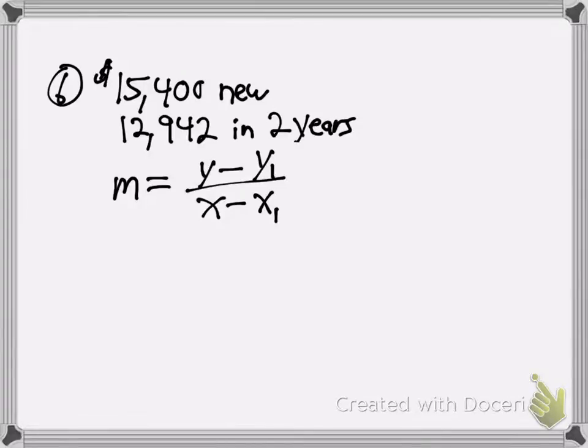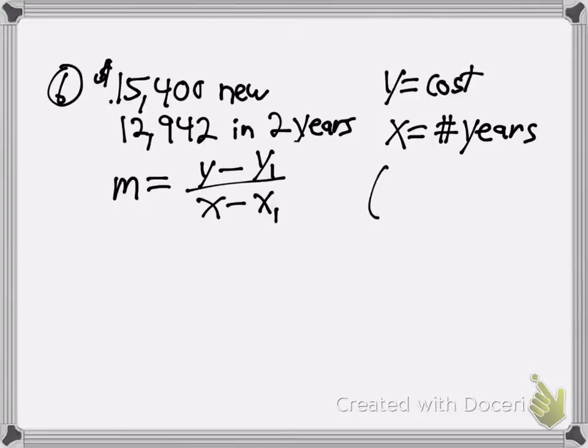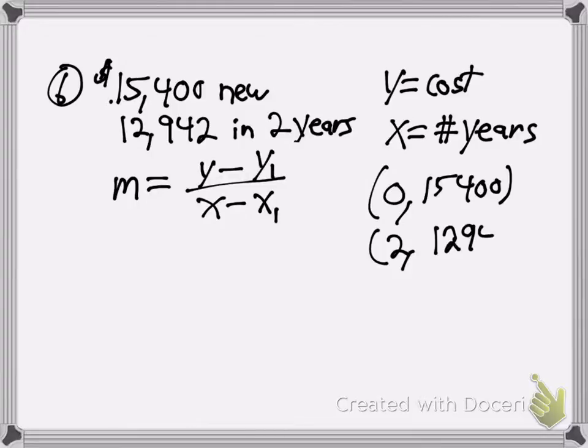I'm going to come over here and let y be the cost and x be the number of years, because those are the two things we're talking about. Cost and number of years on this one, right? So 15,400, that's a y value at 0 years old. And at 2 years old, the cost is 12,942.